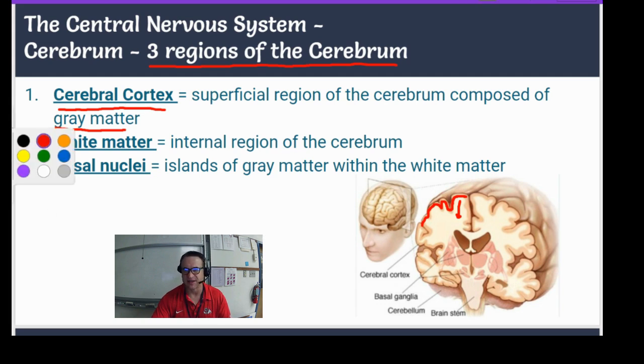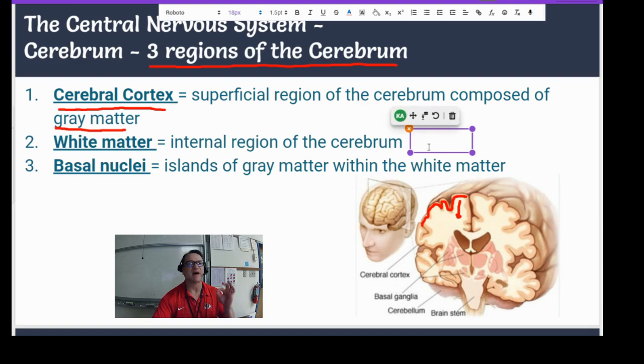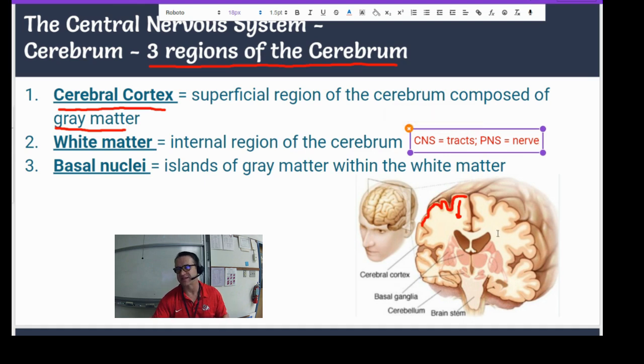Now, I want to add something here real quick. These bundles of myelinated axons, if inside the central nervous system, the CNS, are going to be called tracts. So if it's bundles of myelinated axons, white matter, inside the central nervous system, the brain and spinal cord, it's called a tract. But if it's in the peripheral nervous system, outside the brain and spinal cord, it's no longer called a tract. Now it's called a nerve. So white matter inside the CNS, those are tracts. And in the peripheral nervous system, those are called nerves.